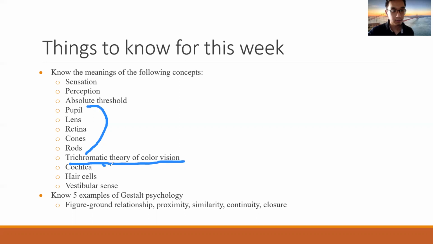And these two are about the ears, the auditory system: the cochlea and hair cells. Also, you need to know what the vestibular sense is. And last, you need to know the 5 principles of Gestalt psychology. You can give some examples.